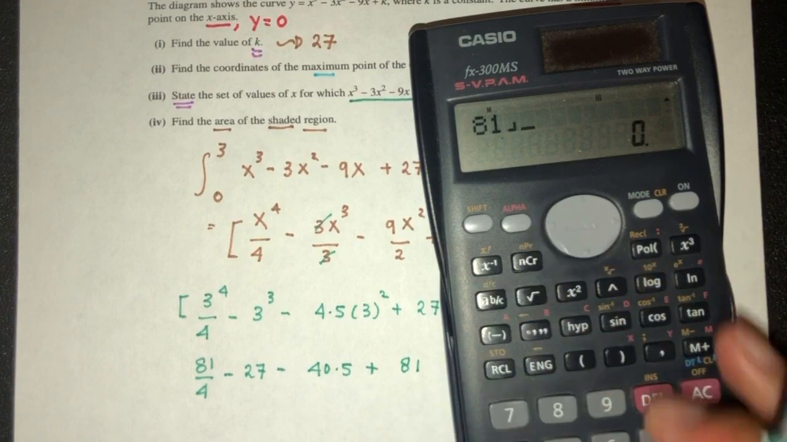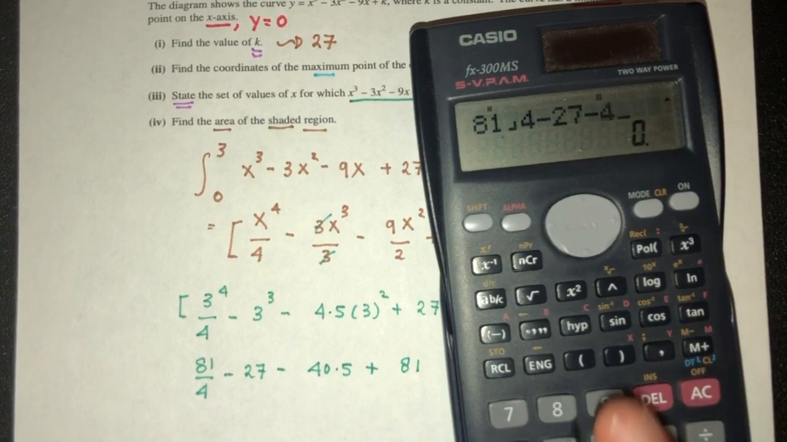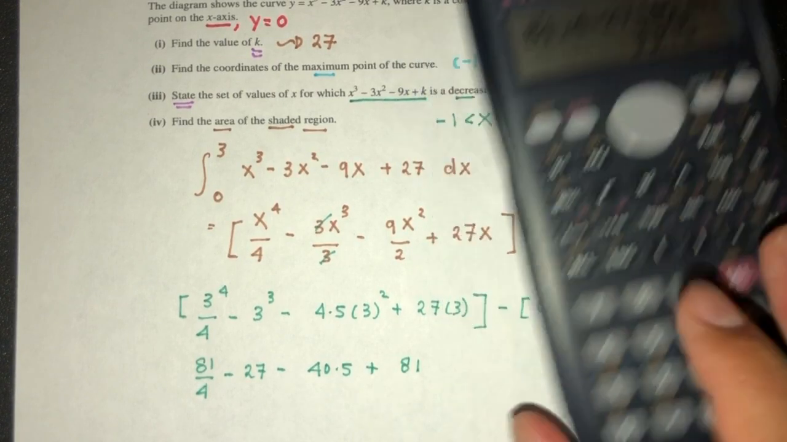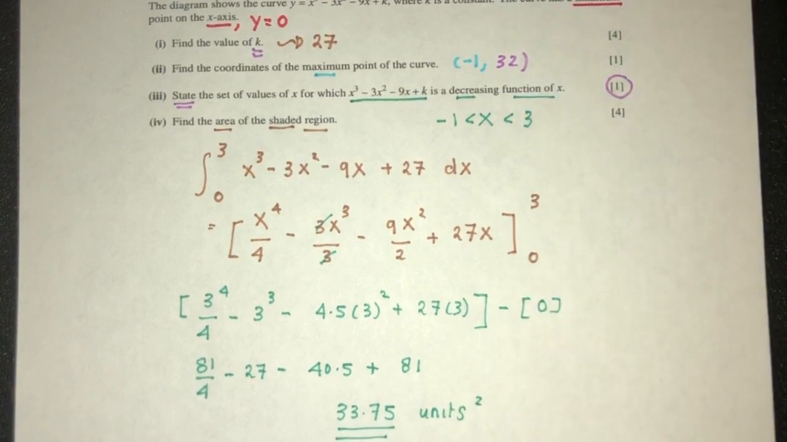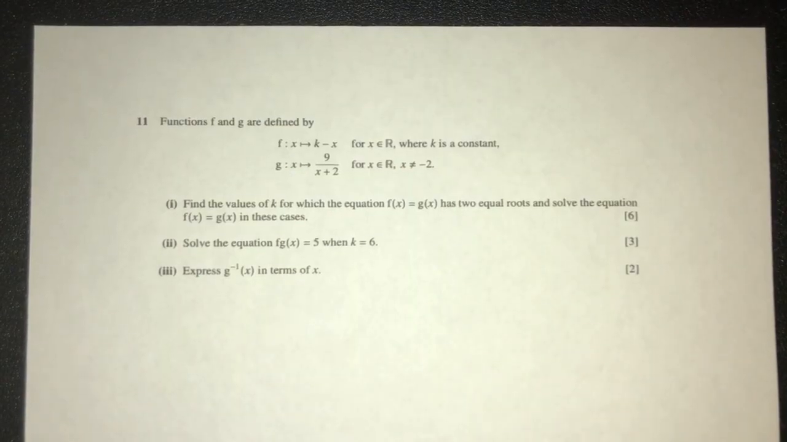So 81 over 4 minus 27 minus 40.5 plus 81, that should be 33.75 units square for the area under curve. Again, area under curve is found by using integration. Let's move on to the next question.